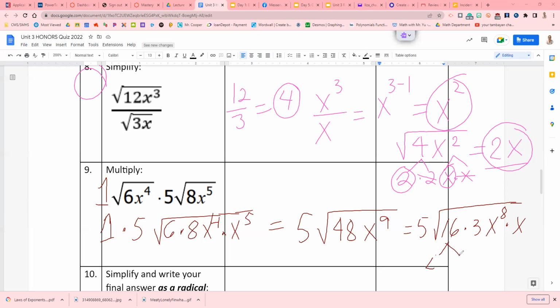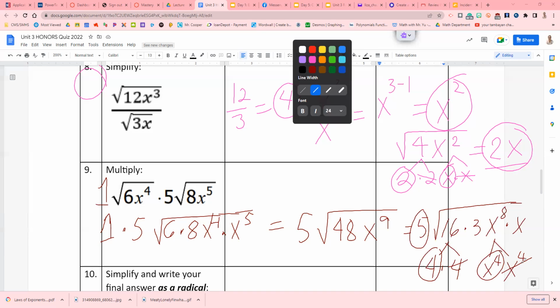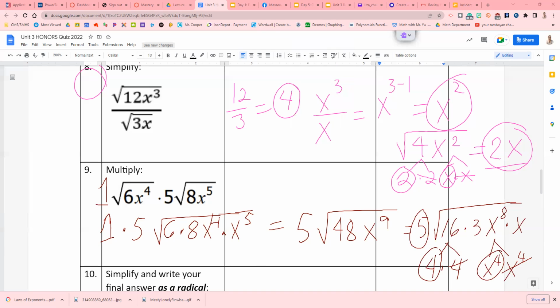16 is 4 and 4. x to the 8 is x to the 4 and x to the 4. So cancel, take 1, cancel, take 1, and we'll multiply. The final answer for number 9 will be 20, that's 5 times 4, and then x to the 4th, and then 3 stays inside with the x. So square root of 3x. So that's the answer.